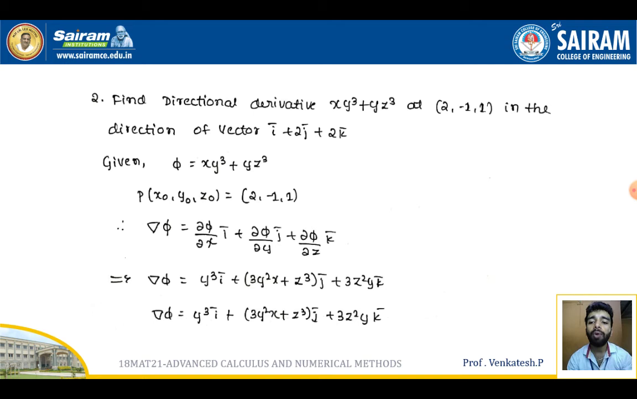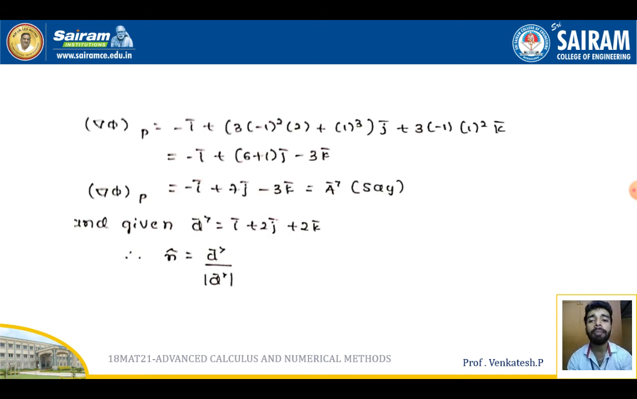Now I want to find this gradient of phi at the point (2, -1, 1). In the problem I am going to replace x is equal to 2, y is equal to minus 1, z is equal to 1. After replacing these in the gradient of phi, I'll be getting minus i plus 3 into minus 1 square into 2 plus minus 1 whole cube into j cap plus 3 into minus 1 into 1 square into k cap. So it will be equal to minus i plus 6 plus 1 j minus 3k cap. Further it will be minus i plus 7j minus 3k.